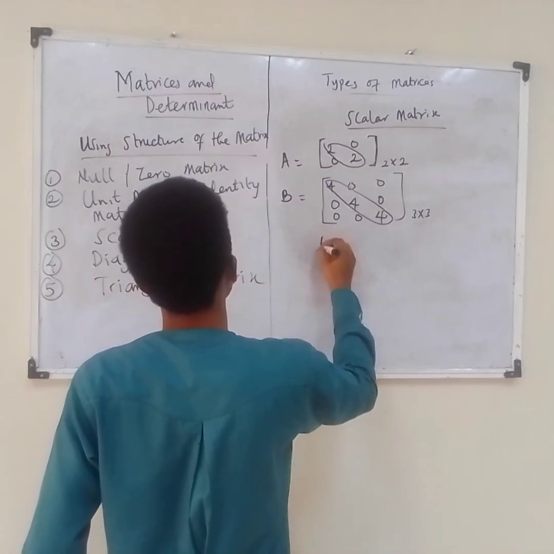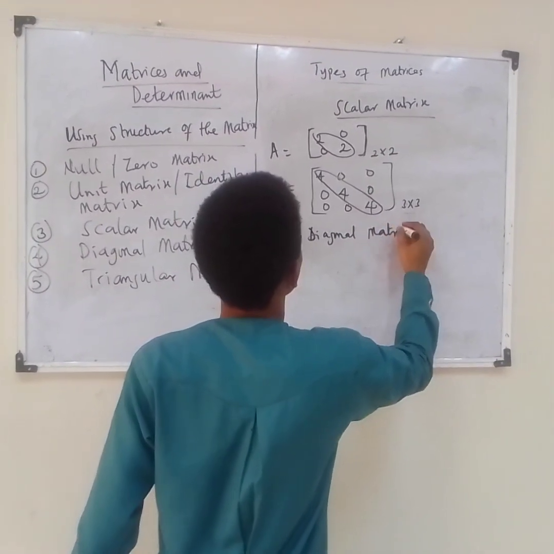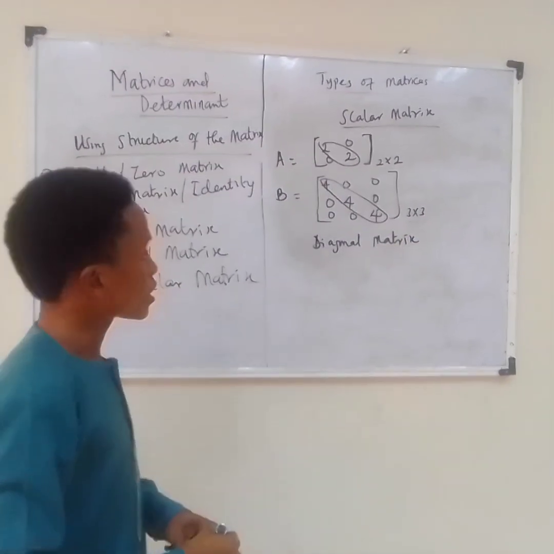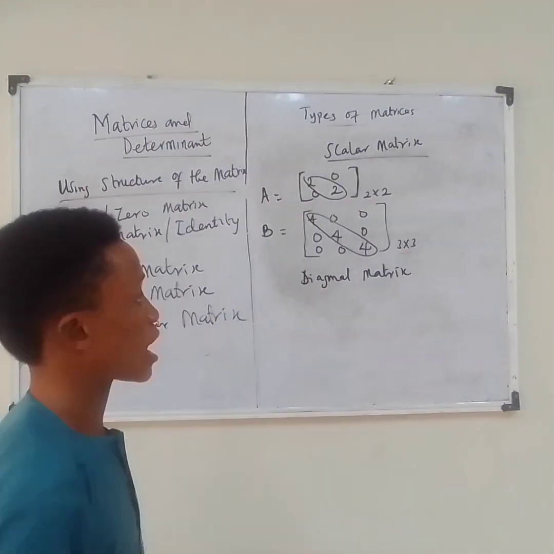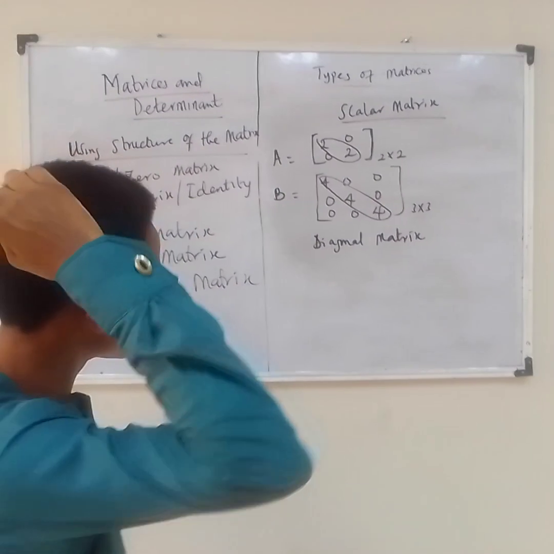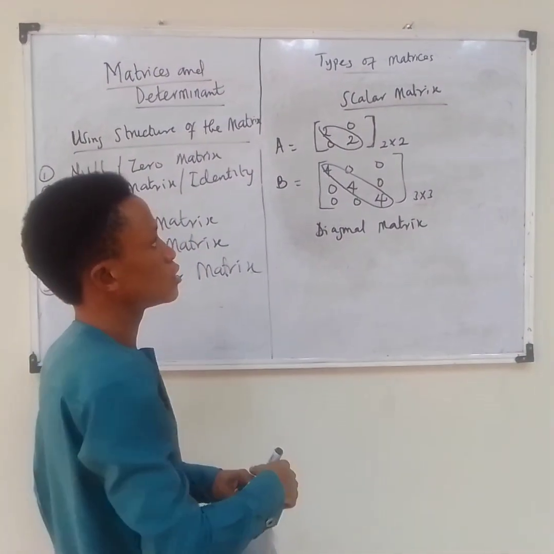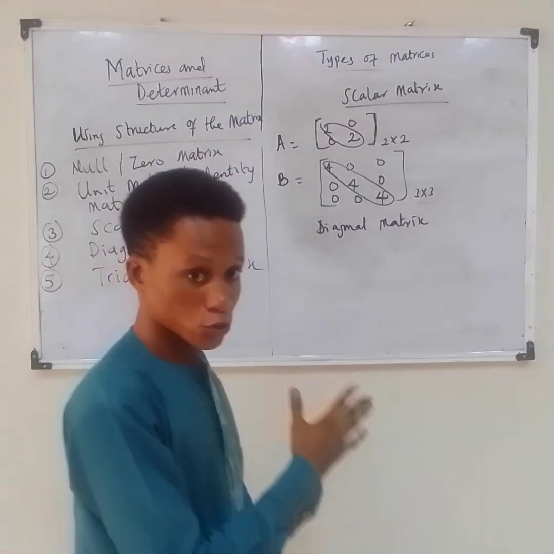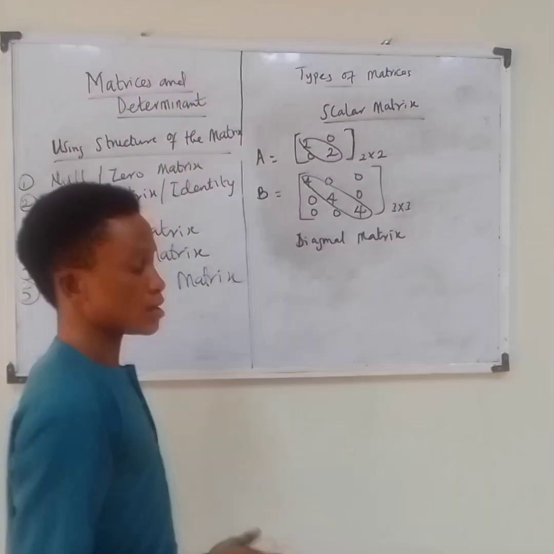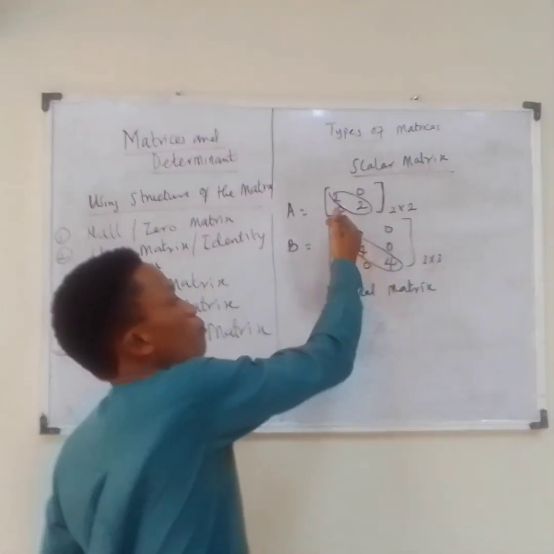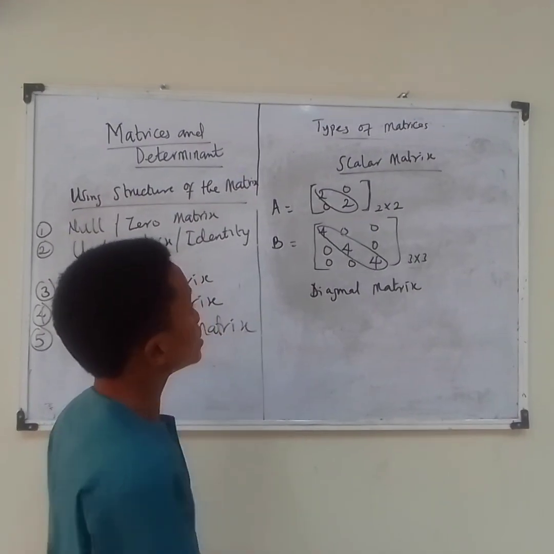Then we also have a diagonal matrix. In the diagonal matrix, we can have different numbers in the leading diagonal, and 0 can also appear. So in the diagonal matrix, it's not compulsory for all the numbers to be equal. Hope you get that now. But what we have in the other elements is 0. It's not compulsory that all the numbers should be equal in the leading diagonal.